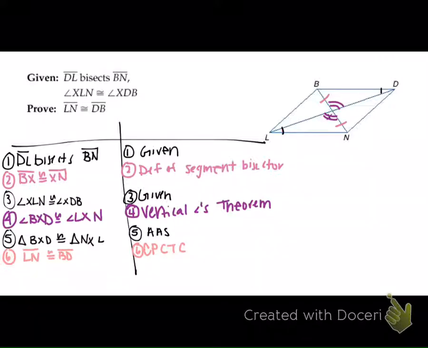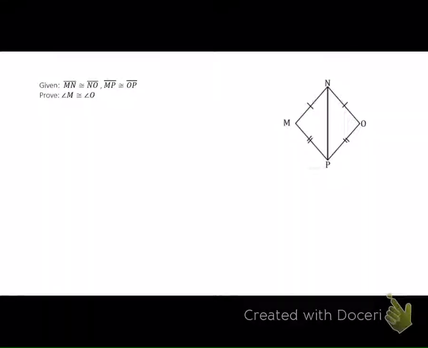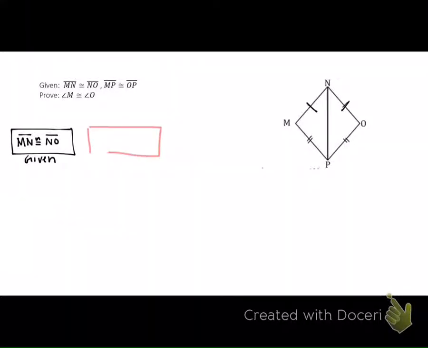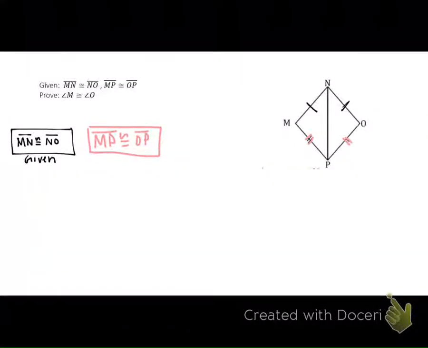Okay, let's look at the next one. All right, this one's actually pretty easy. So we know that MN is congruent to NO. Can't come up with anything from that. I know that MP is congruent to OP. So I've exhausted all my givens. I can't even come up with anything from those givens.